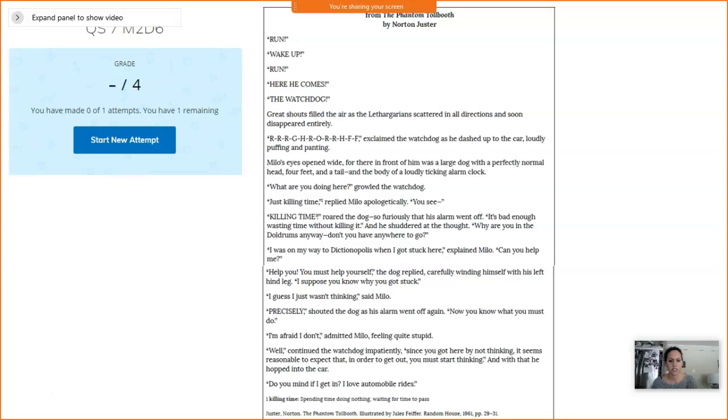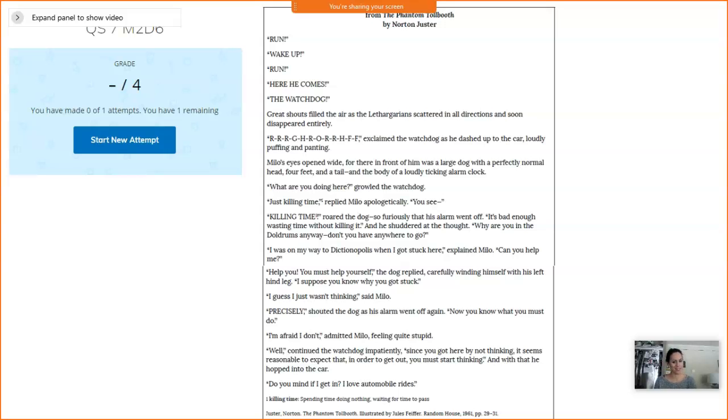"Precisely," shouted the dog as his alarm clock went off again. "Now you know what you must do." "I'm afraid I don't," admitted Milo, feeling quite stupid. "Well," continued the watchdog impatiently, "since you got here by not thinking, it seems reasonable to expect that in order to get out, you must start thinking." And with that, he hopped into the car. "Do you mind if I get in?